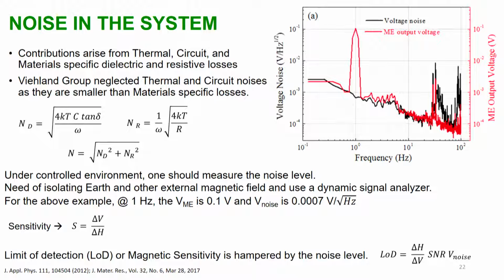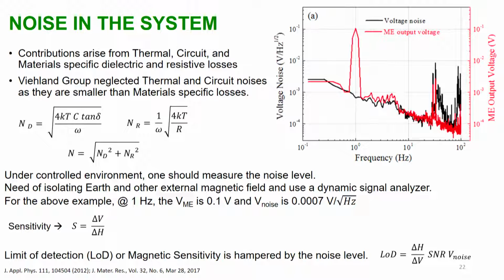Next comes the noise in the system. Whenever you have a very low value of magnetic field, the noise is very important. If you see, there are two things that come into the picture. One is due to the dielectric nature, another due to the resistive nature. So you have this C tan delta, which is nothing but your epsilon double prime, meaning the dielectric loss. This is given by the factor of 4kT epsilon double prime divided by omega, and the noise due to the resistance is going to be 1 by omega, square root of 4kT by R.